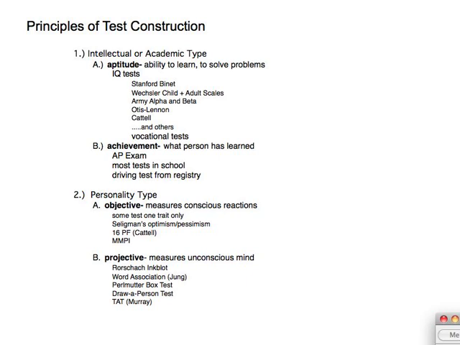The other type of personality test are projective personality tests, and these, as we learned from our look at the psychoanalytic approach to psychology, measure unconscious thoughts and aspects of our personality. So these would be the things that we did in class, like the word association test and the Rorschach inkblot test, and some other ones like the thematic apperception test, or the TAT, and some other ones that we haven't talked about in as much depth.